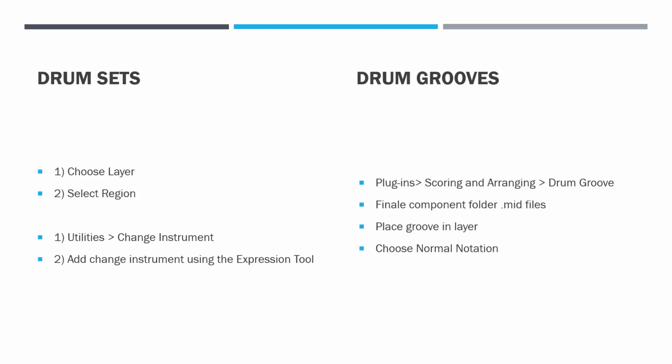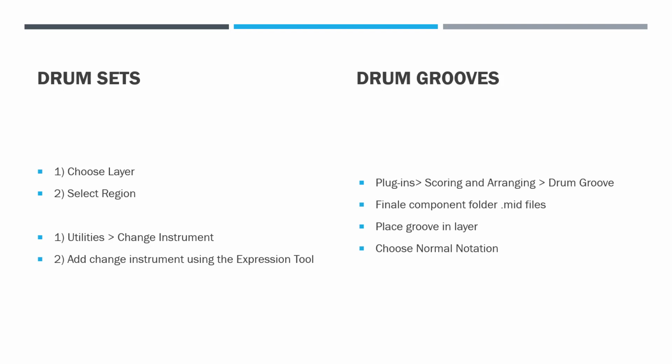Moving on to drum sets and drum grooves. When we're working with drum sets, we're going to choose a layer, select a region, and put our drum set in. If we want to change the drum set, we just go to Utilities, Change the Instrument, and the second step is to add that changed instrument name using the expression tool into the score.